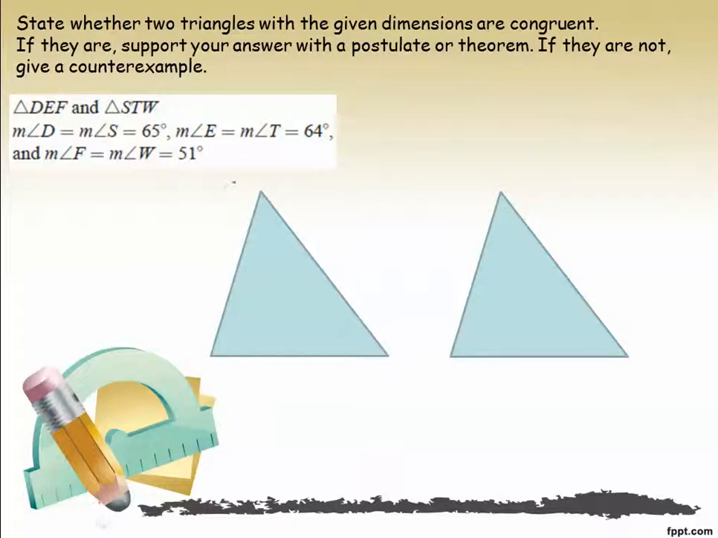Okay, this one says triangle DEF and STW. So let me go ahead and label my parts. D and S, E, oops, wrong triangle, Miss Poor. Let's put a T there. And then F and W. And it says D and S are both 65 degrees, E and T are both 64, and F and W are 51.